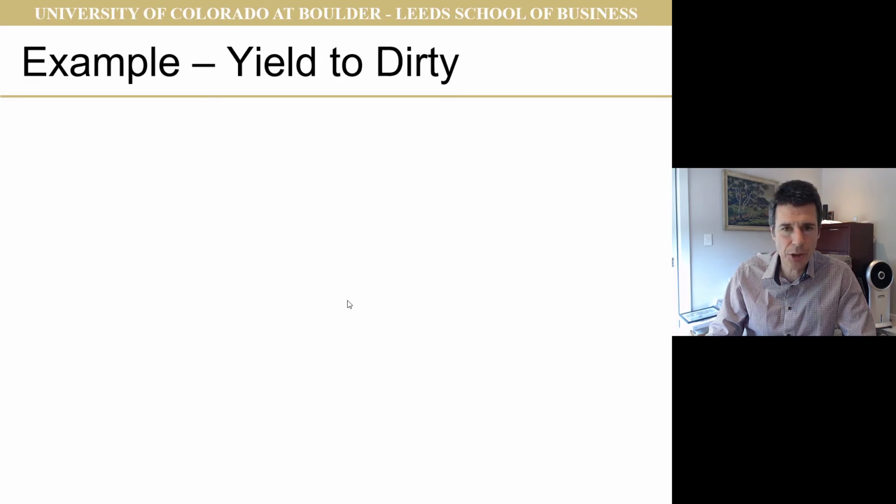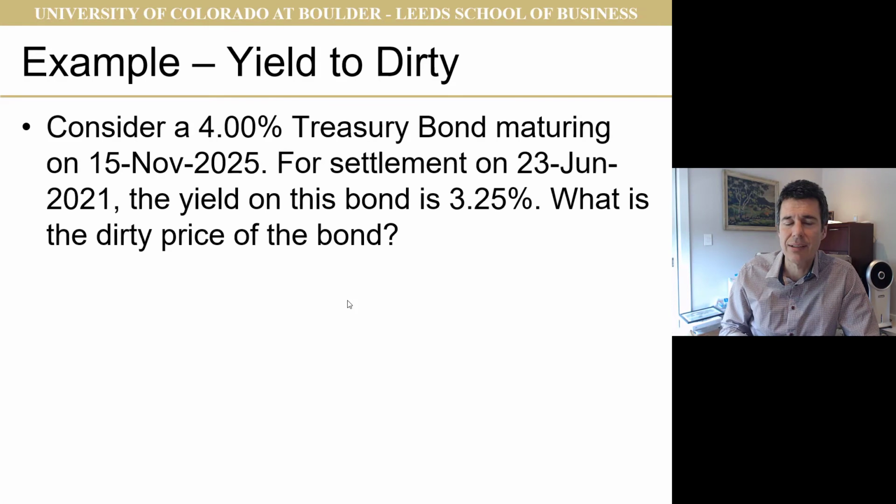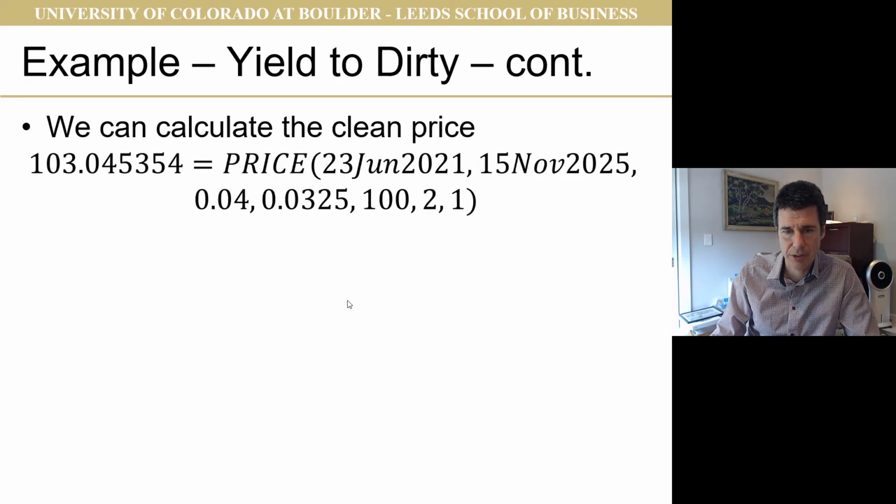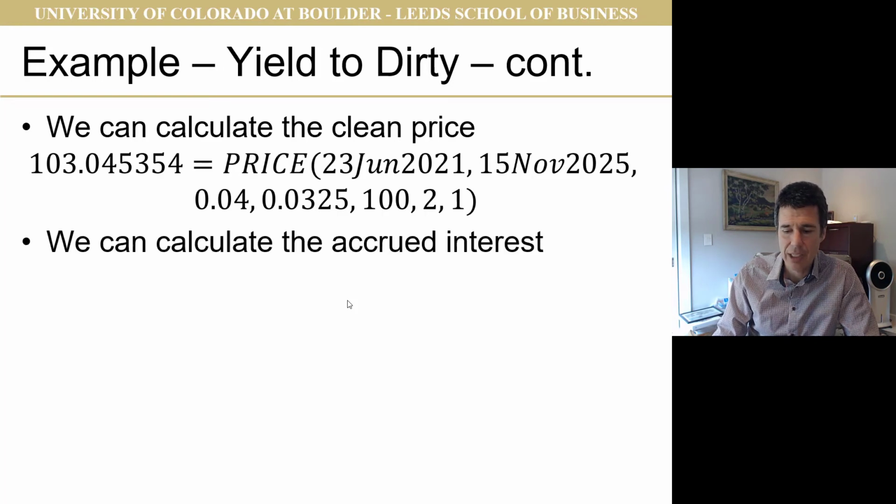We can convert yield to dirty price. This is a little more involved. So let's look at a 4% coupon Treasury bond maturing on the 15th of November 2025. For settlement on 23rd of June 2021, the yield on this bond is 3.25. We want to find the dirty price. So what do we do? Calculate the clean price using the PRICE function. Settlement, maturity, coupon, yield, principal 100, frequency 2, semi-annual, basis 1, U.S. Treasuries. So we find the clean price, 103.045354.